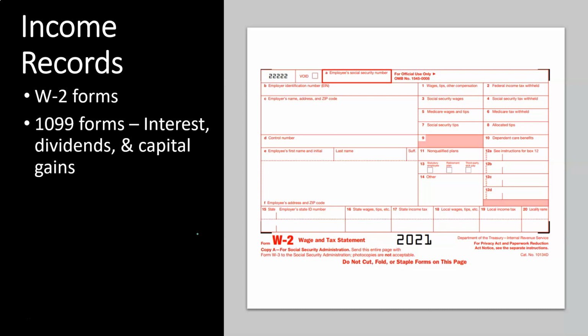The 1099 form, from your financial institutions, includes things like interest, dividends, and capital gains that you might be receiving: interest on things like bank accounts, dividends on things like savings accounts and stocks, for example. And then you've got the capital gains, for something that you might have sold.